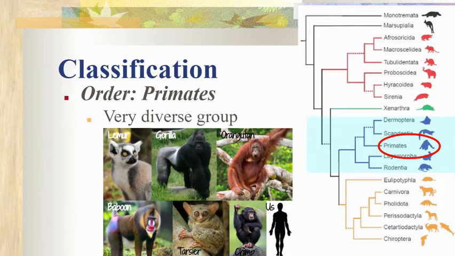Primates are a very diverse group, and you can see on this slide that primates include things like lemurs, gorillas, orangutans, baboons, tarsiers, chimps, and us.